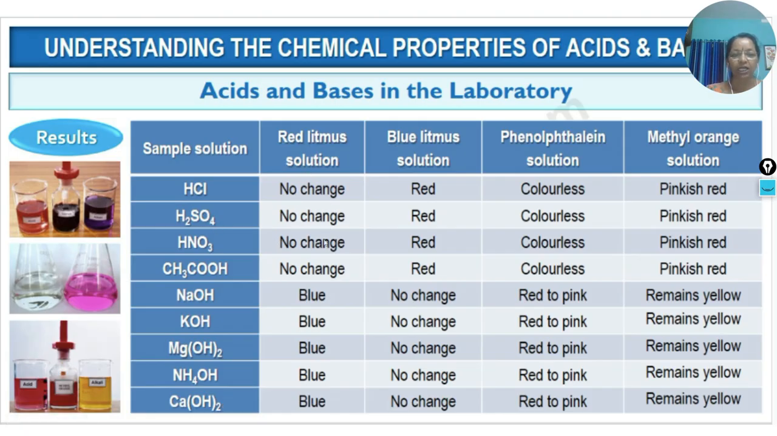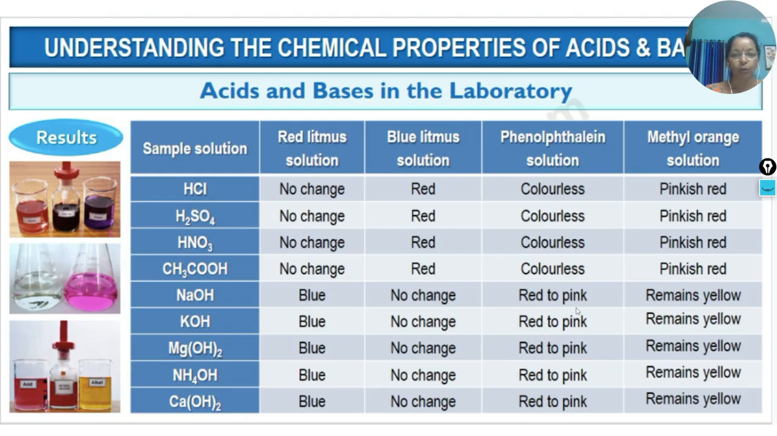Acid with red litmus, no color change. With blue litmus, it changes to red. That means acid red. We learned it, isn't it? The color of litmus paper with an acid is red, whereas the color of litmus paper with a base is blue. Litmus paper remains blue with the bases. Now coming to phenolphthalein. Phenolphthalein is colorless with all acids.